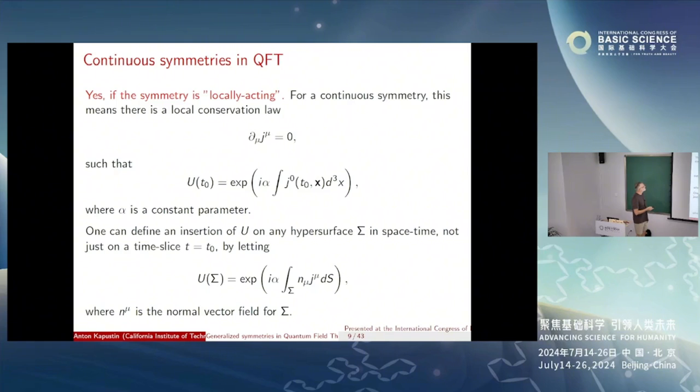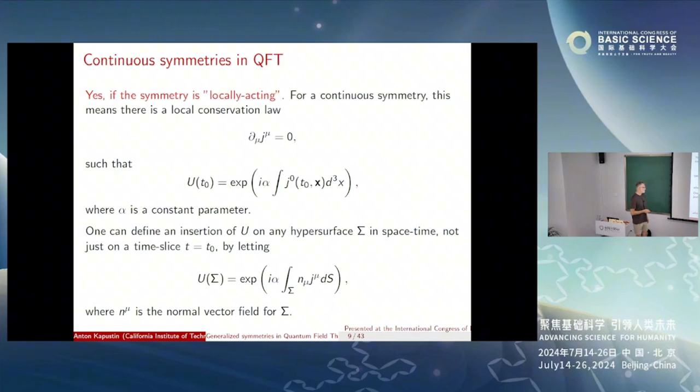I say that the symmetry is locally acting in the sense that there is a local conservation law such that the unitary is obtained by integrating a current, the time component of the current. So the unitary is defined like this. By definition, there is some conserved current, whose time component you integrate to define a unitary. And this depends on some parameter alpha, which parameterizes your transformation. It's a one parameter family. Basically your group in this case is simply the real line, or U(1).